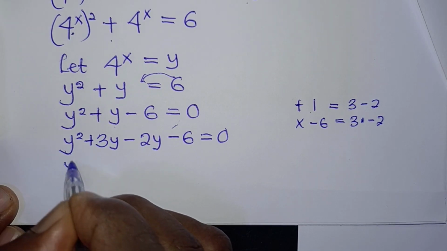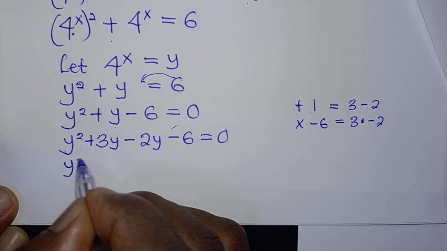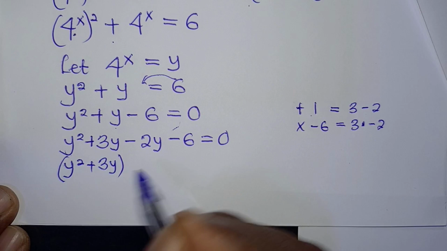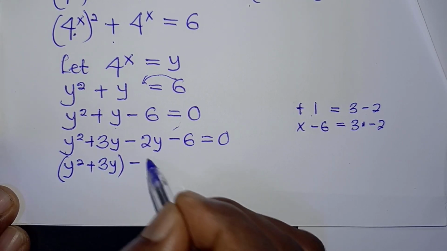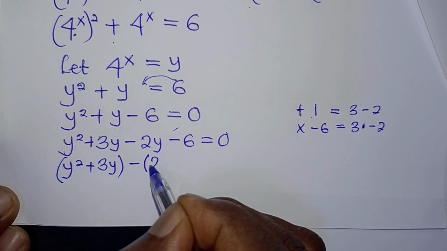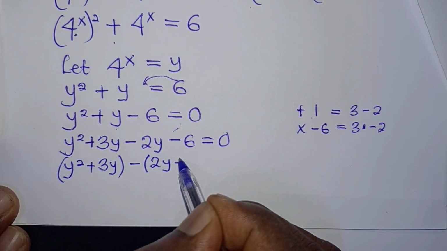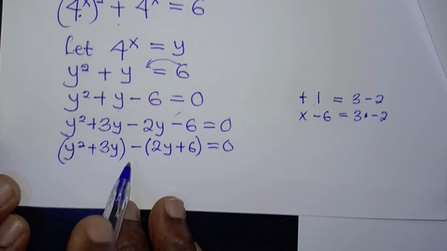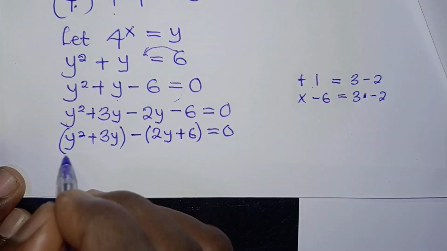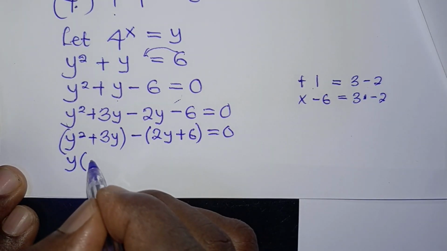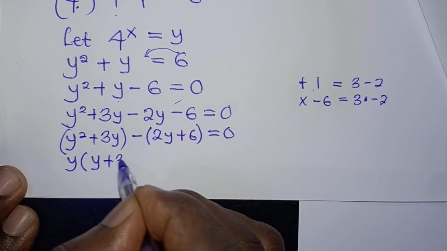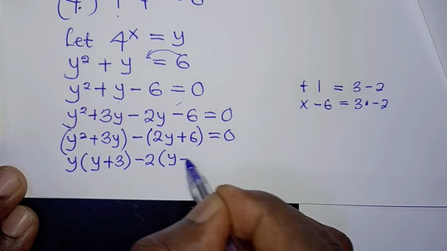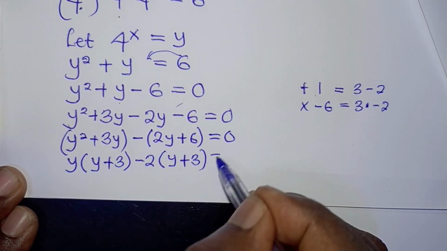For the first two, we can write y squared plus 3y in brackets. Then we also have a minus outside here: 2y plus 6, equals 0. So we factorize the common term. y is common here, so we have y outside, y plus 3. We bring 2 outside, we have minus 2, brackets open, y plus 3, and that equals 0.